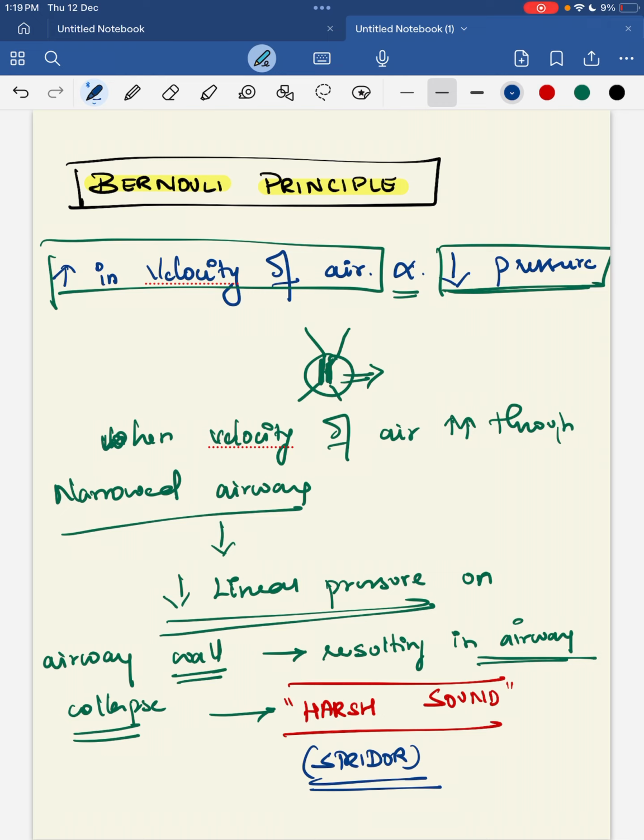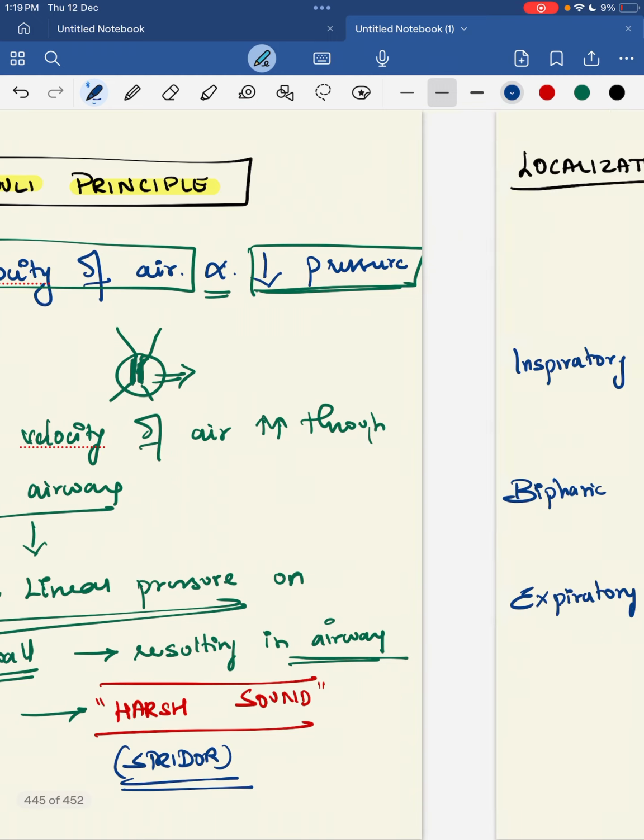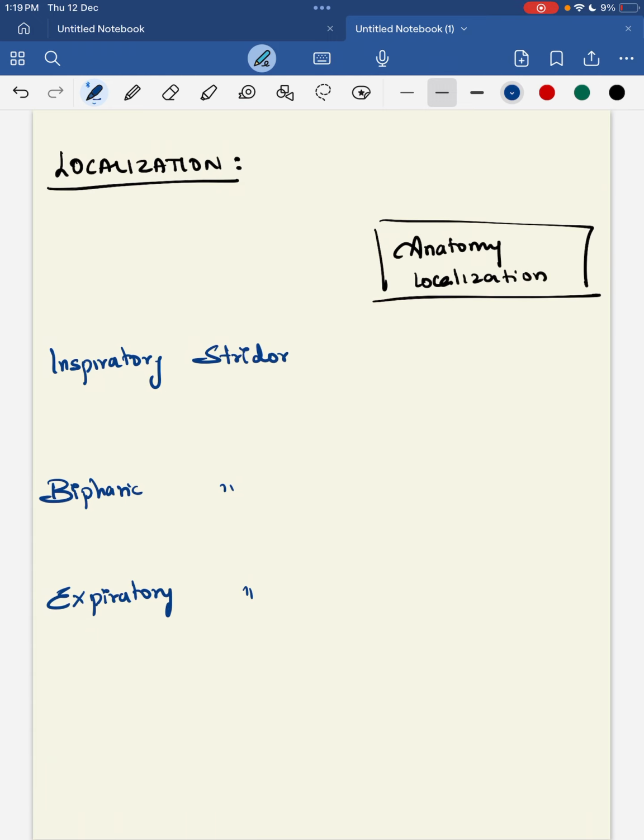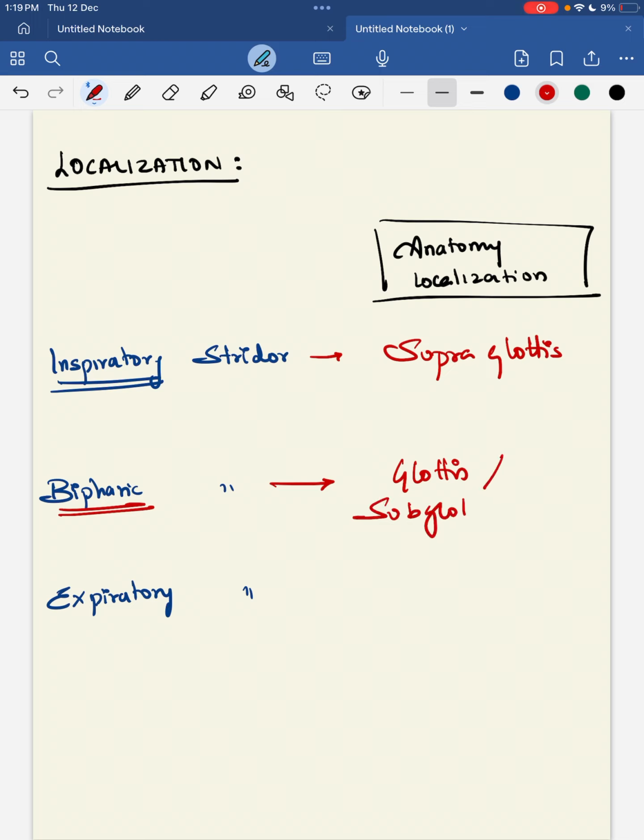Whenever there is an inspiratory stridor, then the anatomical localization will be the supraglottis. When there is a biphasic stridor, that is when the stridor is present throughout inspiration and expiration, the pathology can be either in the glottis or in the subglottis. Next, if the stridor is present only in expiration, then the pathology can be in the tracheal region. So this is a simpler way of localizing the pathology by seeing a patient.